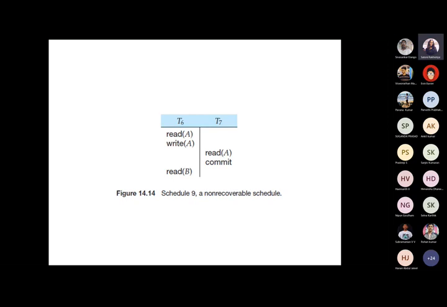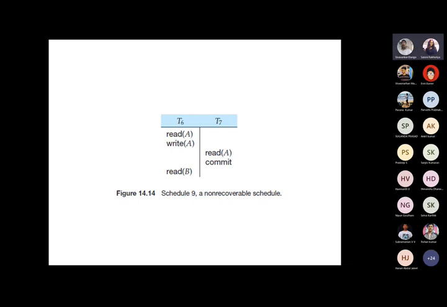A recoverable schedule is one where, if there are two transactions, Ti and Tj, and Tj is reading a data item which is written by transaction Ti, then the commit operation of Ti should appear before the commit operation of Tj. That is a recoverable schedule. Correct. Continue, Saloni.